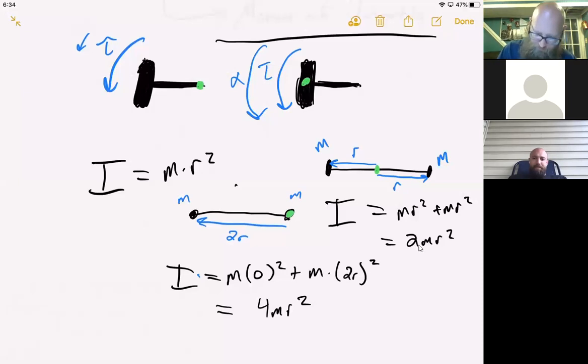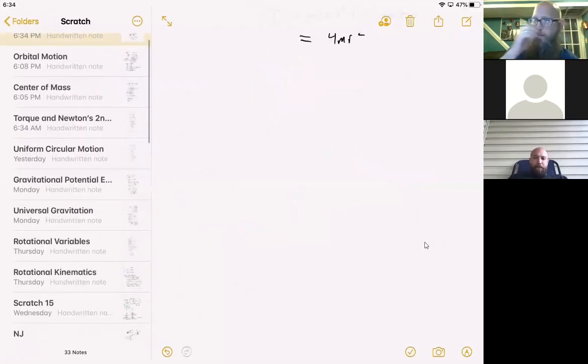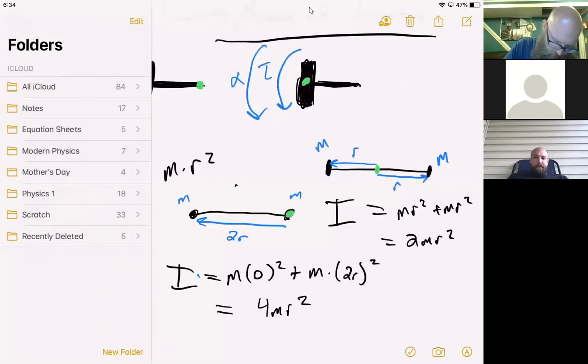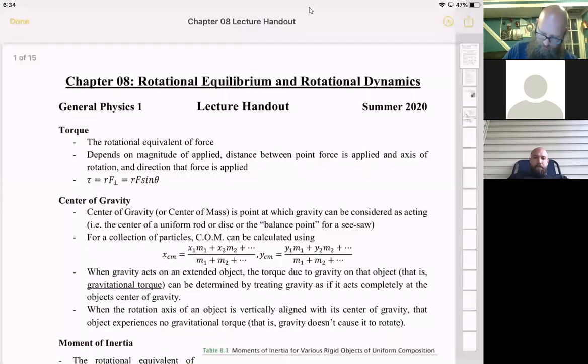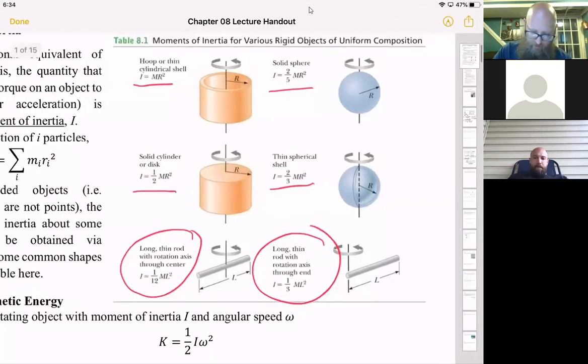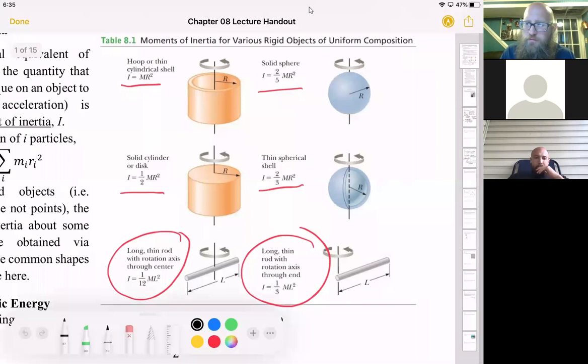Right. So let me do one other thing. I have 7 minutes. I wanted to bring up, oh, that's not going to do it. Oh, yeah, this will be fine. So clearly I talked about this in the lecture because I annotated it a little bit. Here's a table of moments of inertia for things that aren't point masses. Let me erase these.